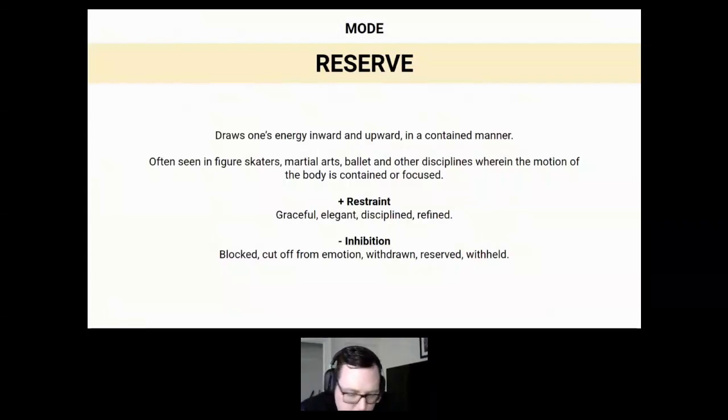In Michael teachings, they have positive pole and negative pole. The positive pole is when you're expressing through love and the higher things, and the negative pole is when you're functioning through fear. So the positive pole for reserve is restraint, where you're graceful, elegant, disciplined, and refined. The negative pole is inhibition, where you're blocked, cut off from emotion, withdrawn, reserved, and withheld. So that's the first mode.